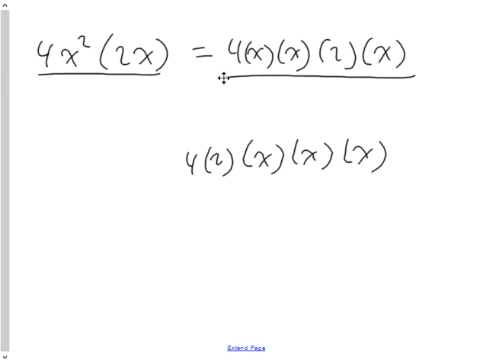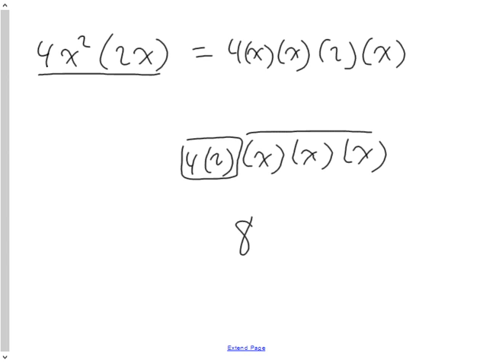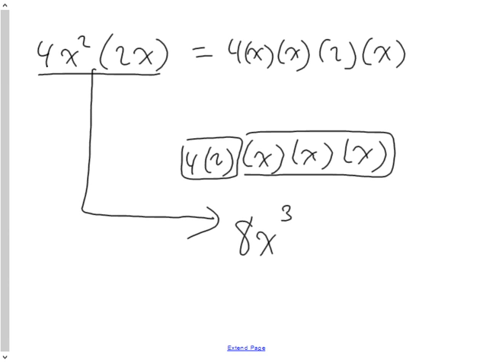Because of the associative property of mathematics, the order in which you multiply terms in a string of terms does not affect its product. So rather than multiply the 4 by the x, I'm going to go the 4 by the 2 first, which is going to give me an 8. And an x times an x times an x, since we studied exponents, is going to be x cubed. So therefore, 4x squared multiplied by 2x will be 8x cubed.